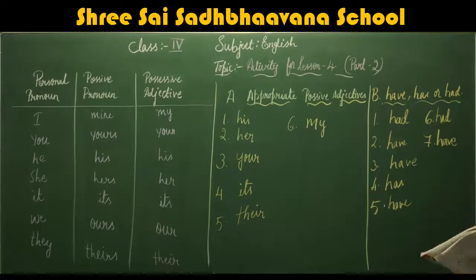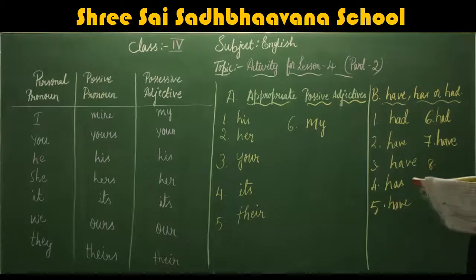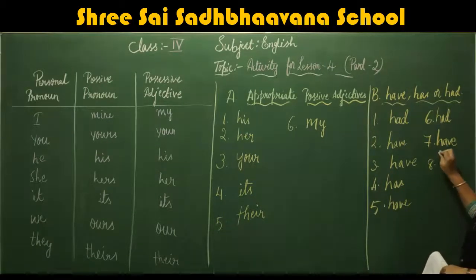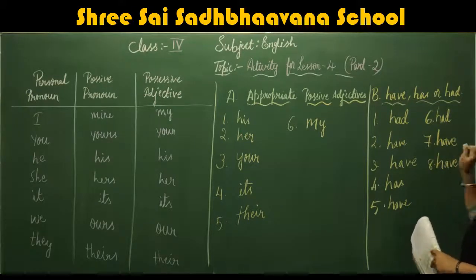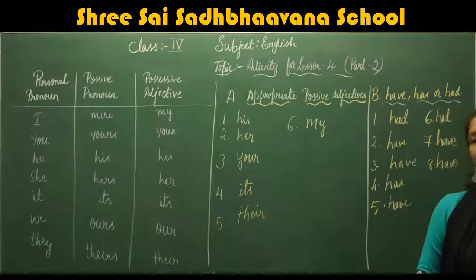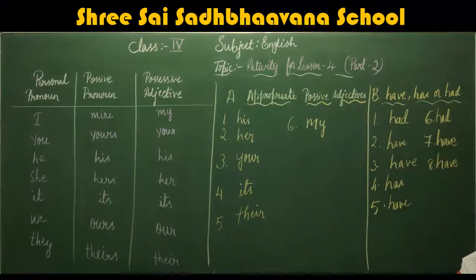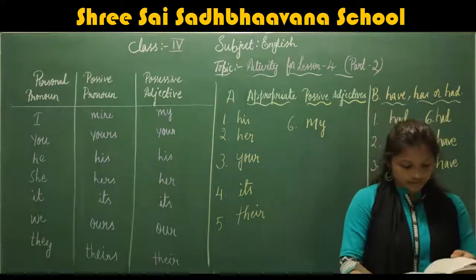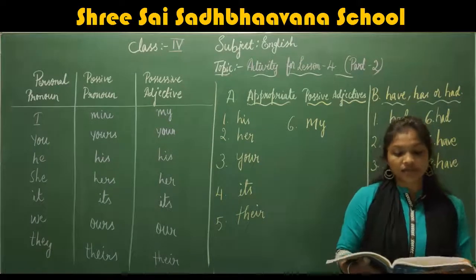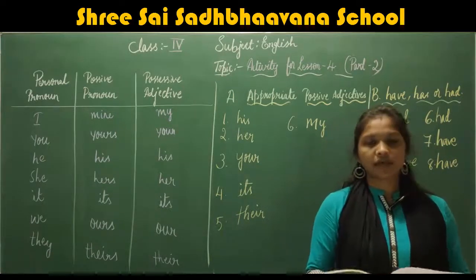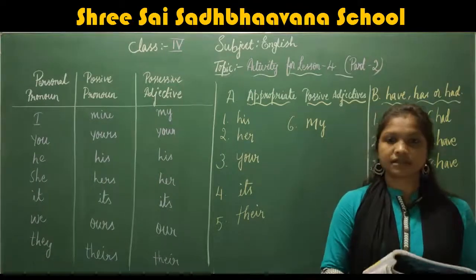The eighth one. Do you dash your brother? Do you have a brother? Children, did you understand how to use have, has or had? I hope you have understood. Next we will move on to the next page. In that they have given writing work, that is acrostic poem. Okay.